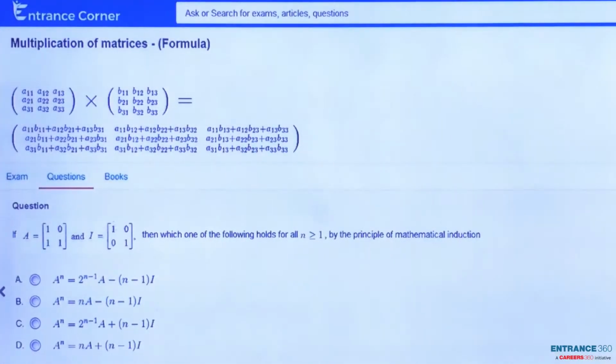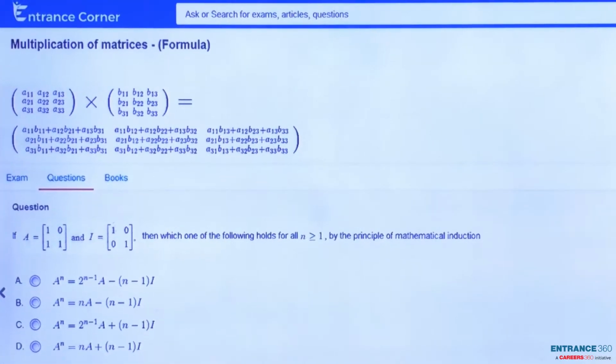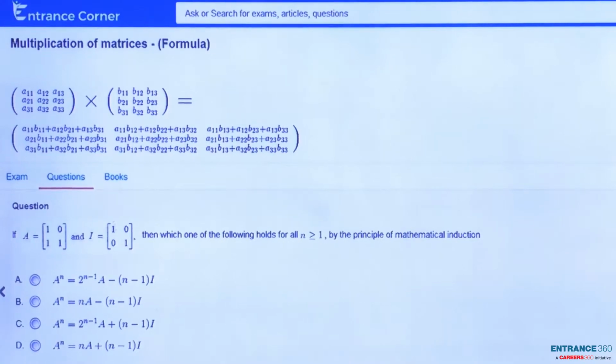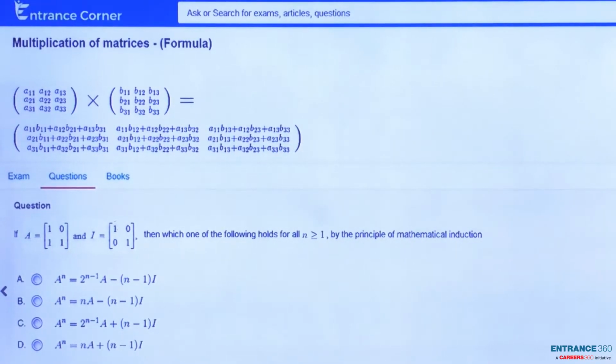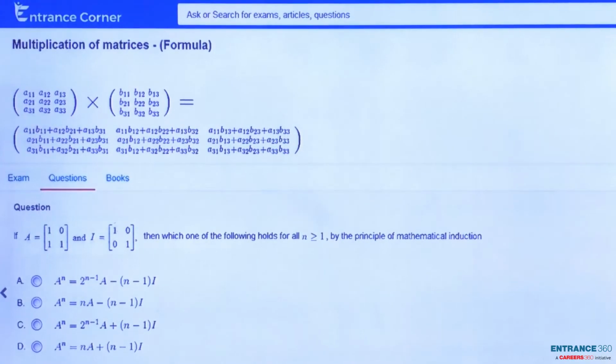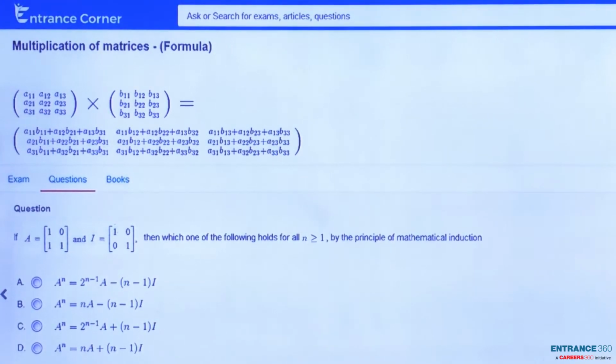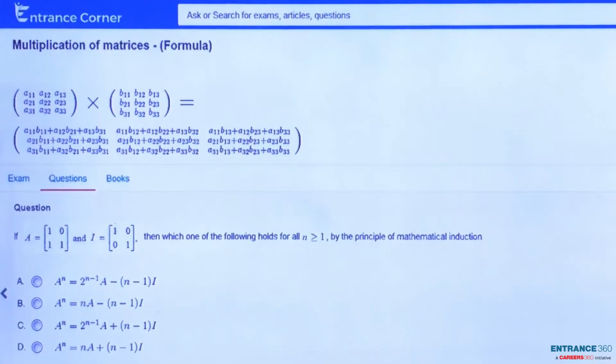Hello student, today we will solve a question from JEE 2005. In the question, matrix A and the identity matrix are given, and we need to find, for n greater than or equal to 1, which of the four options is correct using the principle of mathematical induction. Let's see how to solve this question.